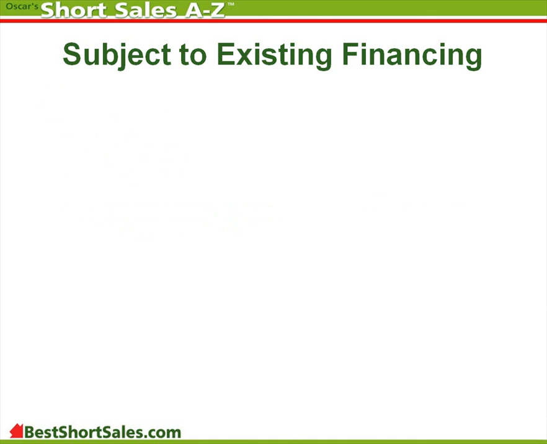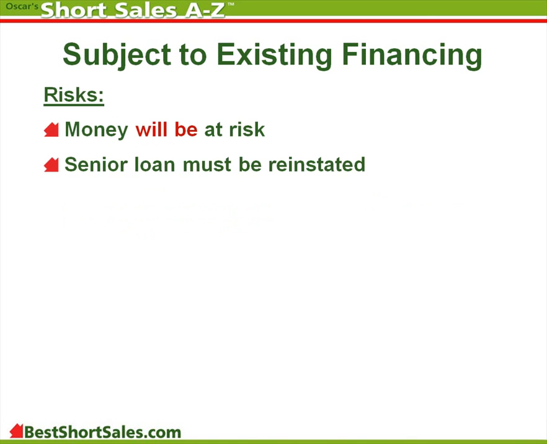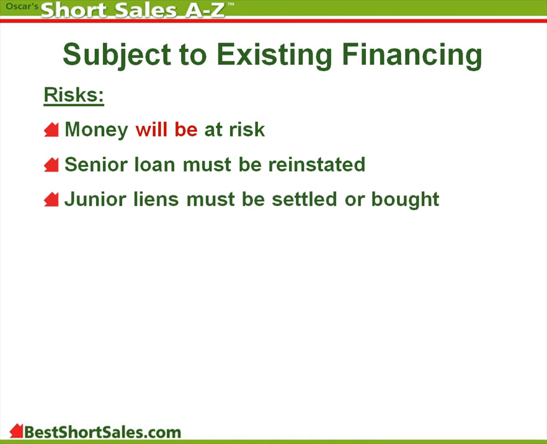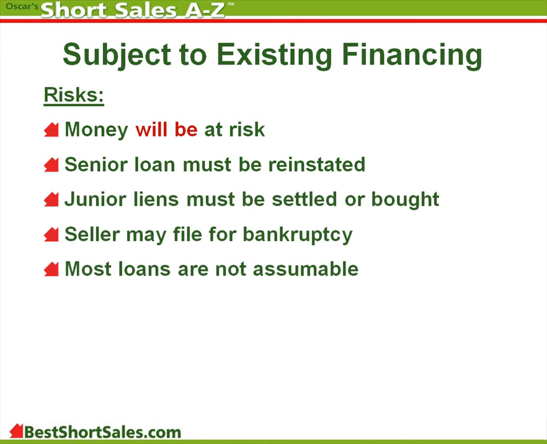Risks. The risks are clear. Money will be at risk. The senior loan must be reinstated. The junior liens must be either settled or bought. Seller may file bankruptcy at an inconvenient moment. Most loans are not assumable. The creditor may call the loan.